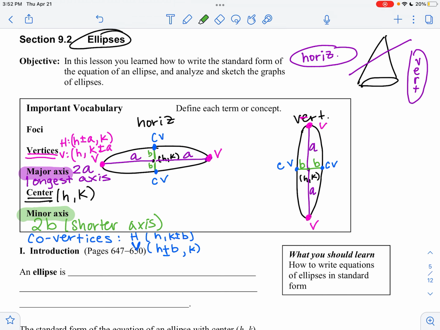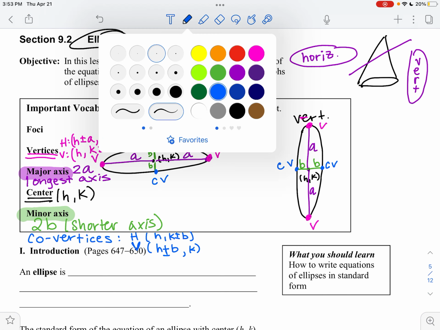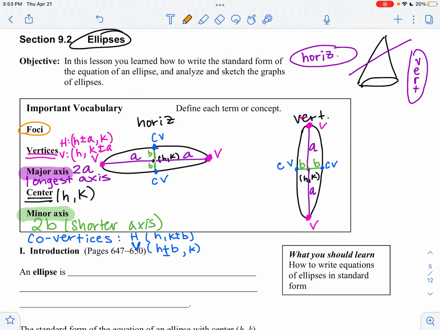And then last but not least are the foci. And we'll go ahead and put the foci in orange. The foci are along the major axis a distance of C from the center. So here's our major axis in the purple, and that's a distance of C, that's our foci. And our distance here is C. Again, on the major axis on the vertical, that's our foci points, and those distances are C from the center.